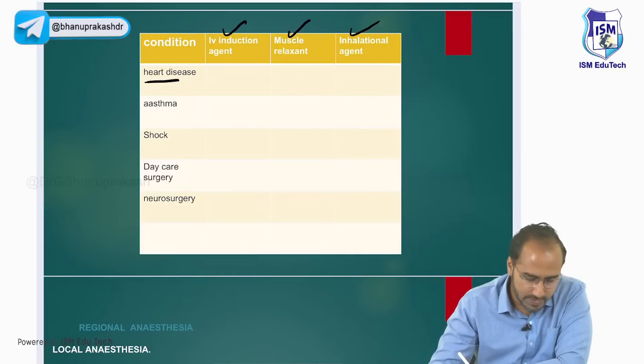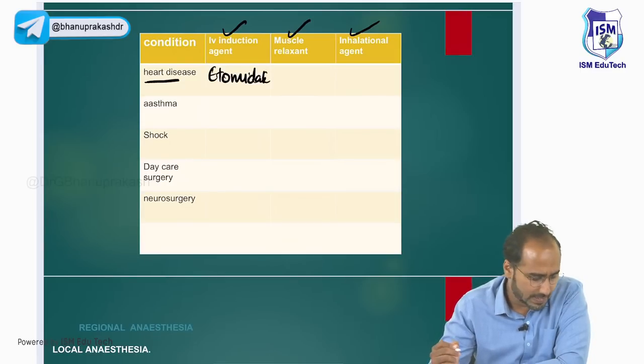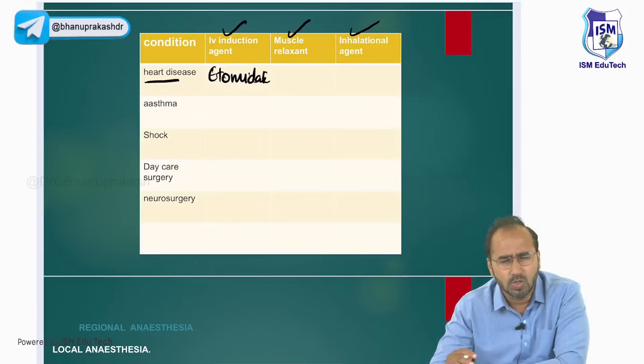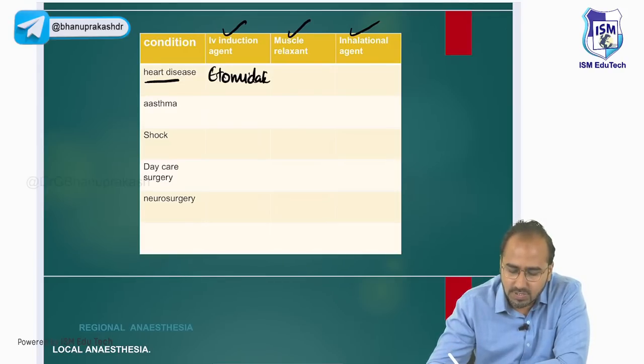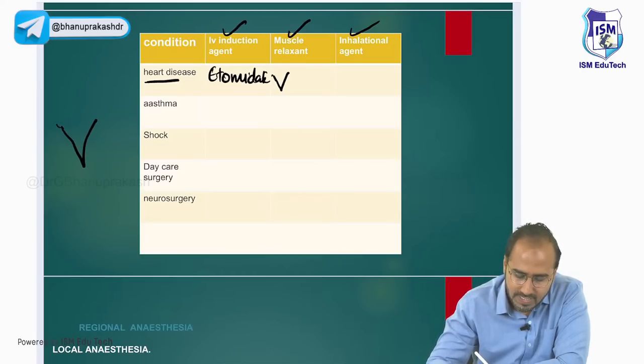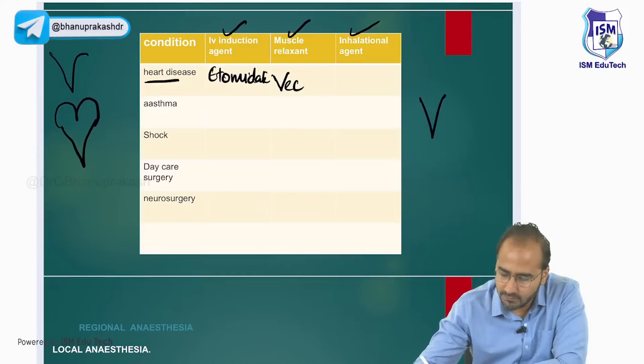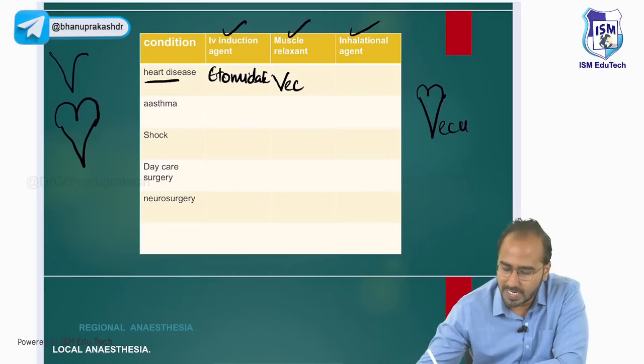Etomidate, very good. I'll write the short form. I gave etomidate and the patient is unconscious. Now I have to give a muscle relaxant. The muscle relaxant of choice in heart disease is the one that starts with V and looks like a heart: vecuronium. Even though my drawing is very bad, remember, vecuronium is the muscle relaxant of choice in heart disease patients.